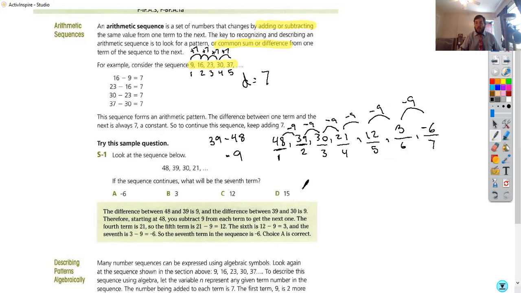So when we're looking here, what is the seventh term? Well, the seventh term is right here, and it wants to know the value of the seventh term, which is negative 6, or choice A.